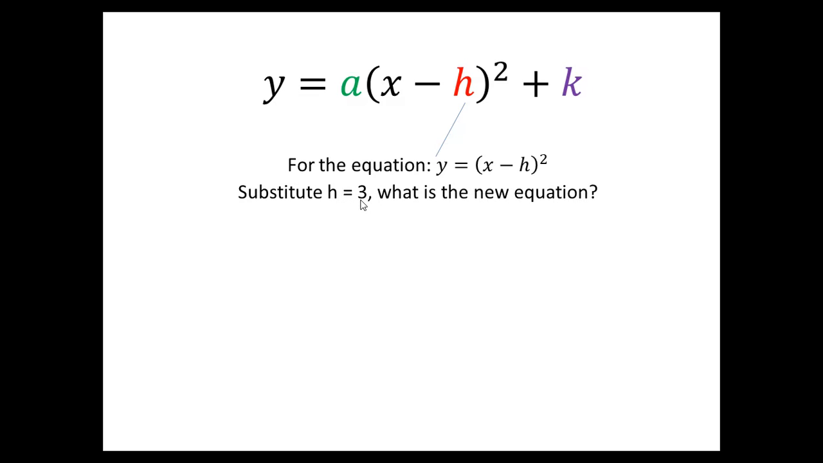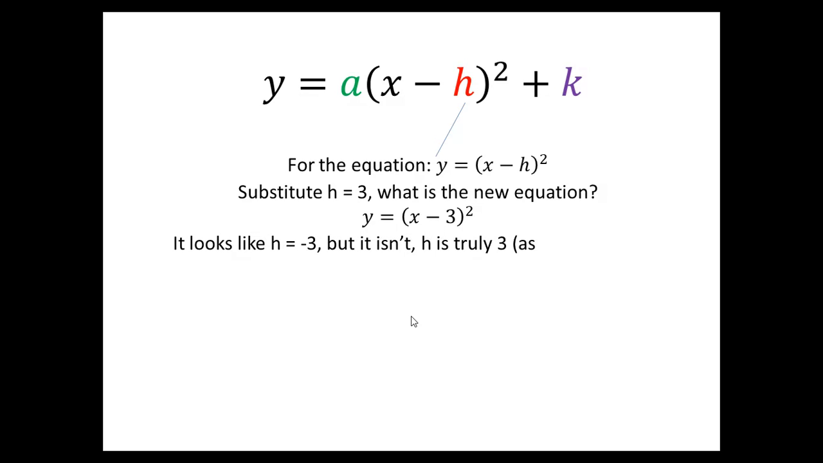Now if h is 3, I know that the parabola is moving right by 3 units. But when I substitute it in, I have x minus 3 all squared. And that's because in the original equation, there is x minus. So it looks like h is negative 3, but it really isn't. Truly, h is positive 3 because when we substituted it into the equation, the negative sign was already there.